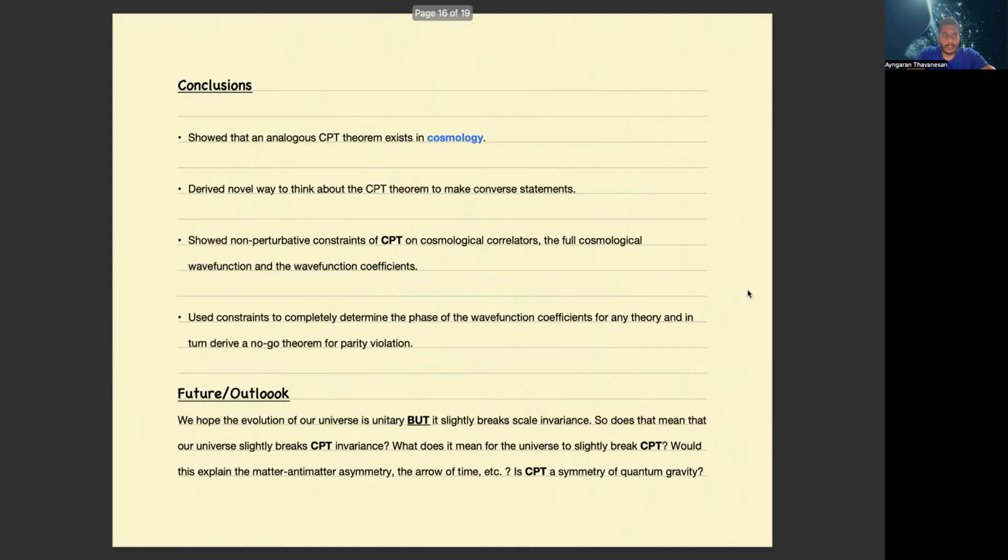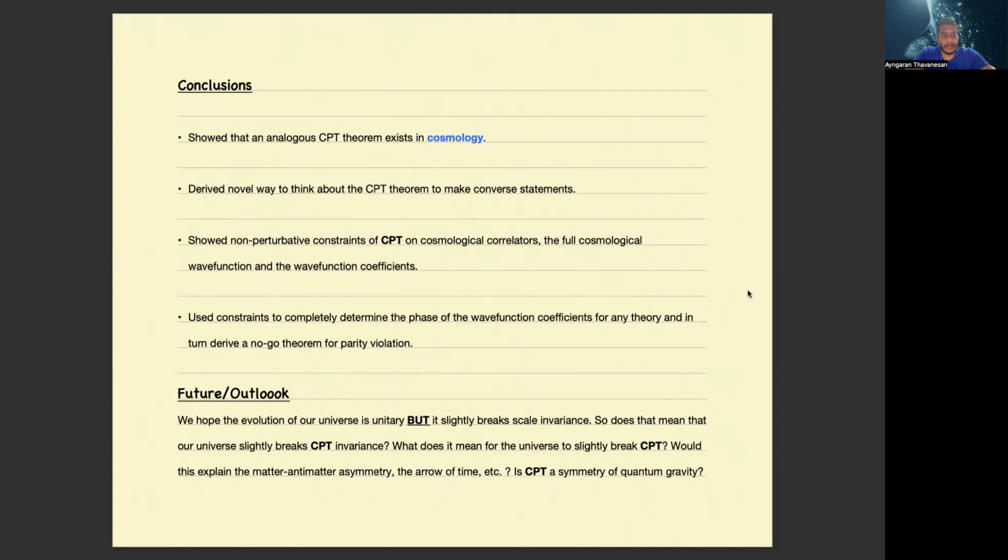So to conclude, we've shown that an analogous CPT theorem exists here in cosmology, and we've derived a novel way to think about the CPT theorem to make converse statements. We showed non-perturbative constraints of CPT on the cosmological observables, and we use these constraints to completely determine the phase of the wave function coefficients for any theory, and in turn derive a no-go theorem for parity violation.